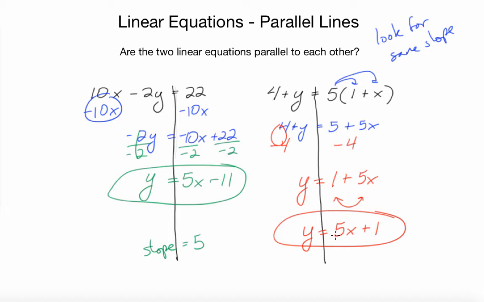And I can see that it is also 5 times x, which means the slope is 5. So comparing what we have here, we have the same slope. So looking at the question, are these two linear equations parallel to each other? The answer is yes. They both have the same slope of positive 5.